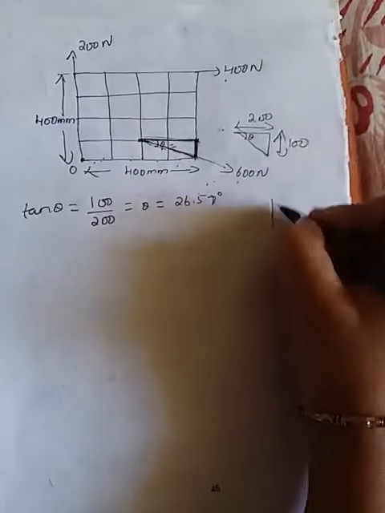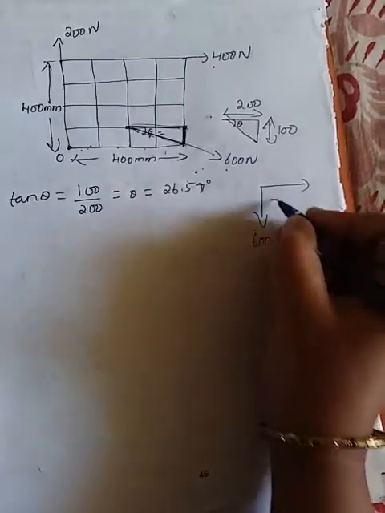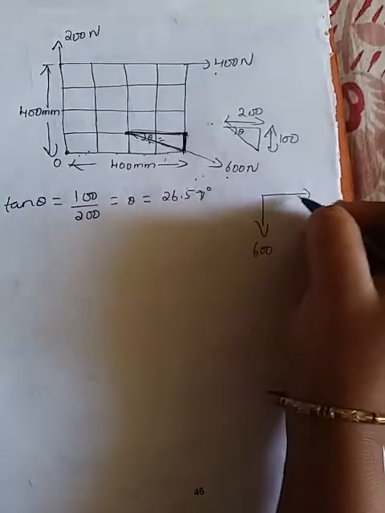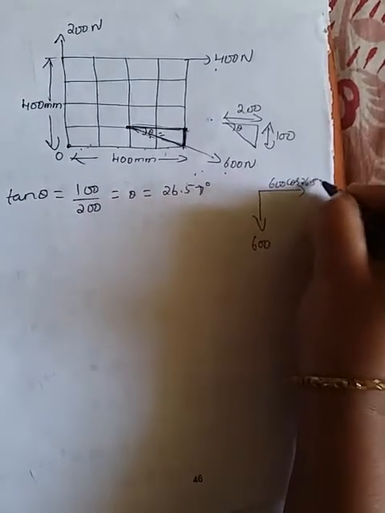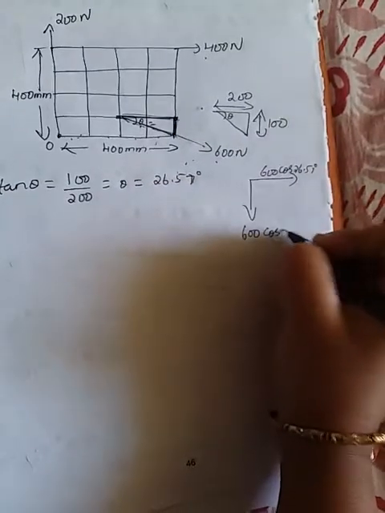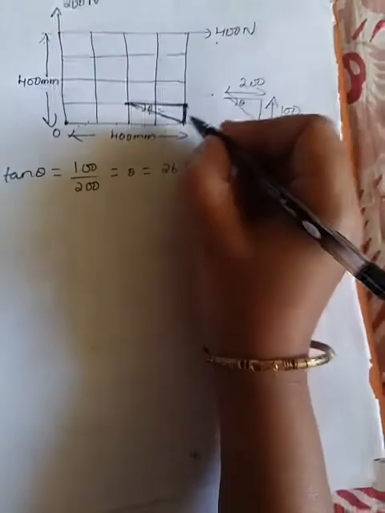So this is the theta value you got. Now you have to resolve this force. Here the 600 N force, theta is given with respect to the x-axis. So 600 cos 26.57 and 600 sin 26.57. Here itself you can resolve like this.